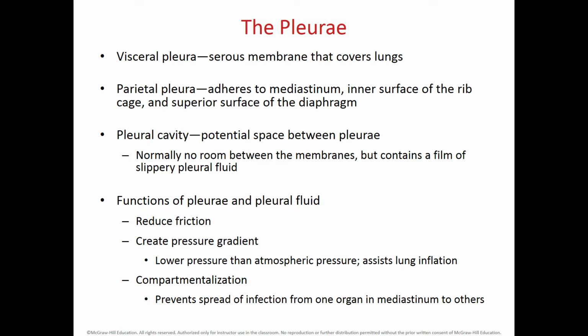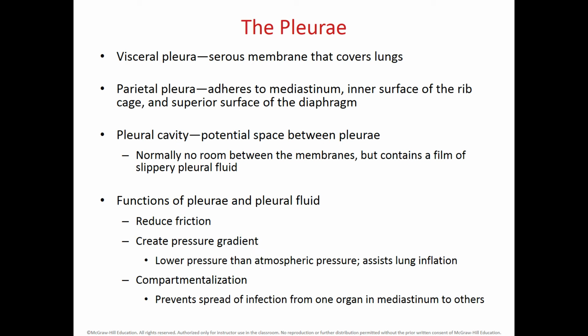Now let's talk about the covering of the lungs. So the lungs are covered by pleurae. So we have the visceral pleura and we have the parietal pleura. Visceral pleura is the inner membrane, a serous membrane that covers directly the lungs, and the parietal pleura is outside the visceral pleura, and in between you have the pleural cavity, which is a potential space.